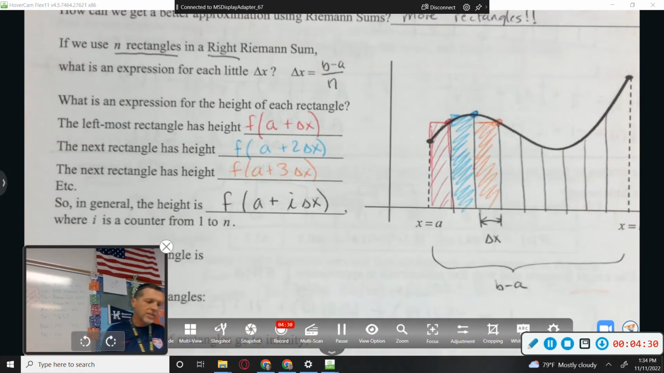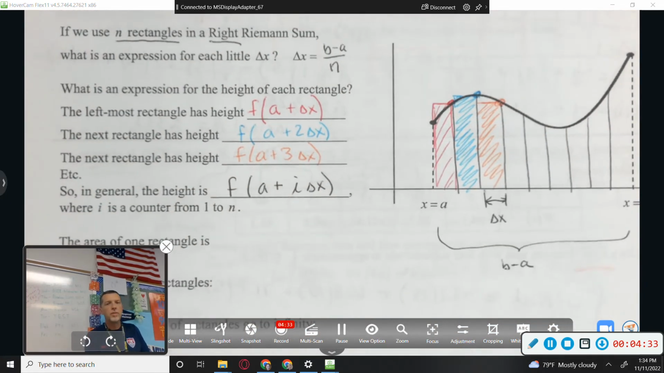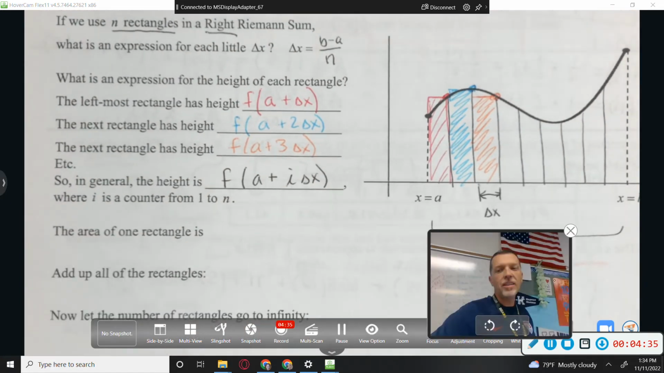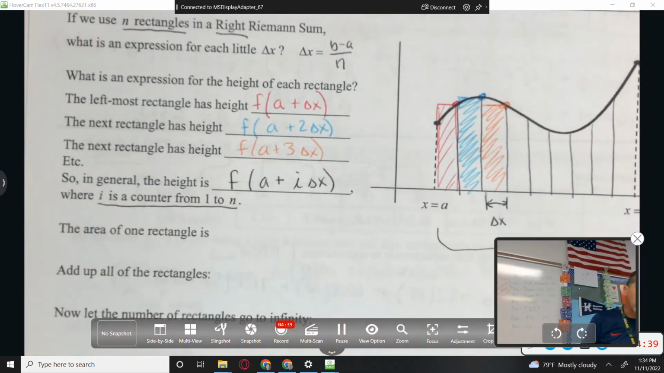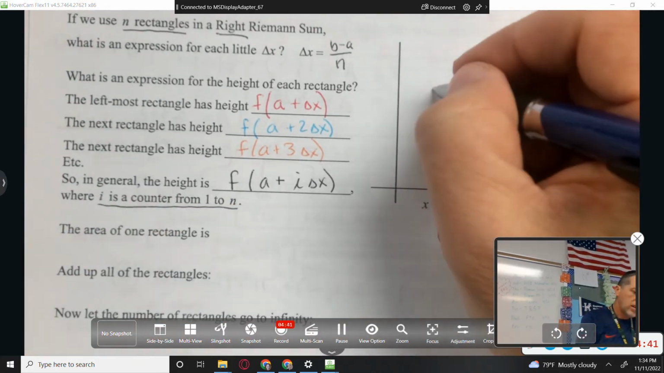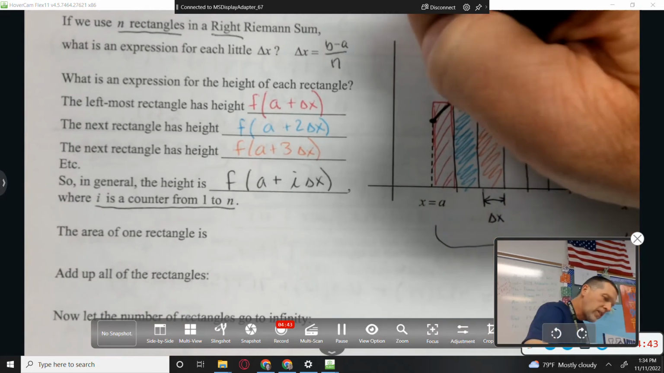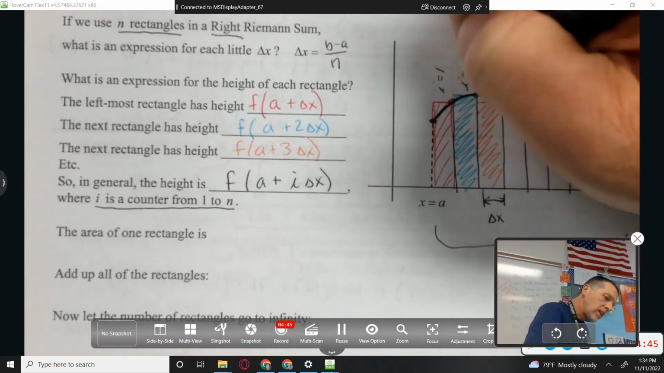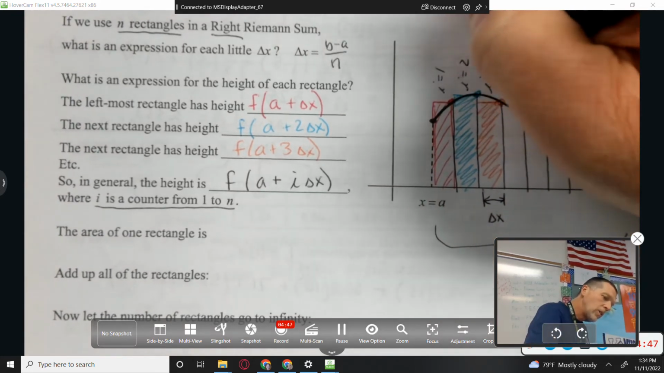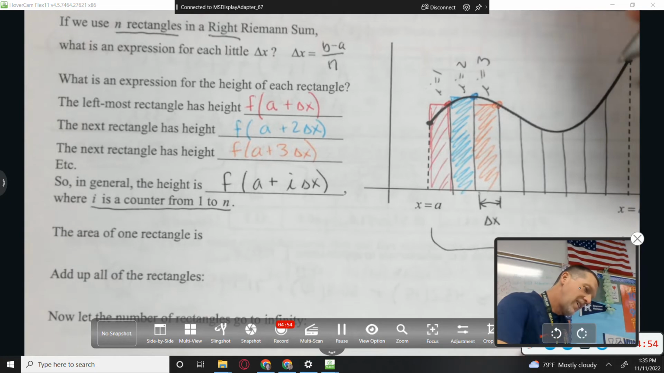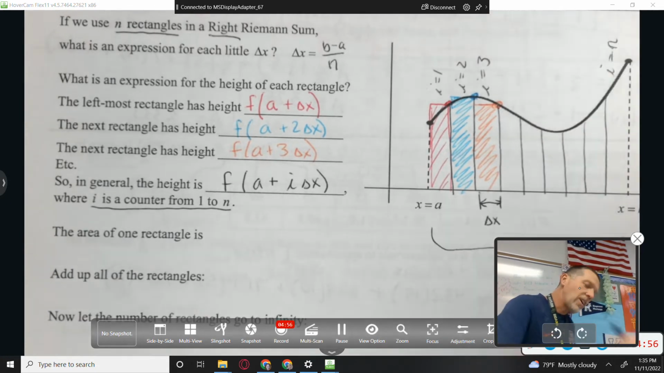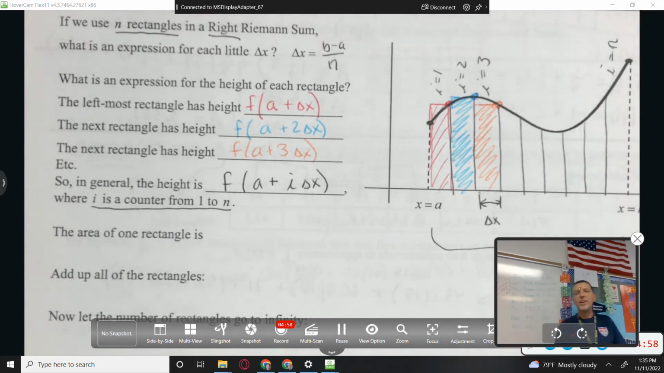So i delta x. I thought i was imaginary. Not in this case. Yes, sometimes i is imaginary, but for this, i is a counter from 1 to n. So in the first rectangle, i is 1. Second rectangle, i is 2. Third rectangle, i is 3, and so on. And then that last rectangle is the nth rectangle.